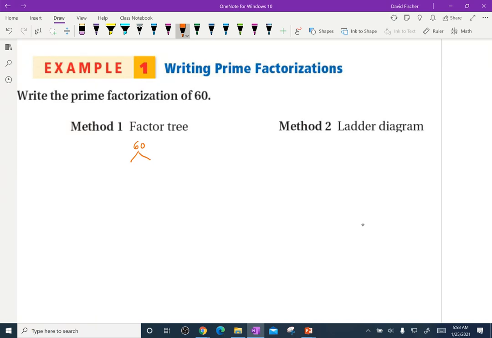Okay, so let's just say 6 times 10, because I know 6 times 10 is 60. Now, neither one of these is prime, so I'm going to put a V underneath both of them because they're not prime. And I know 2 times 3 is 6. 2 is prime, and so is 3. And I'm going to focus on the 10 now, and I say 2 times 5 is 10. 2 is prime, and 5 is prime.